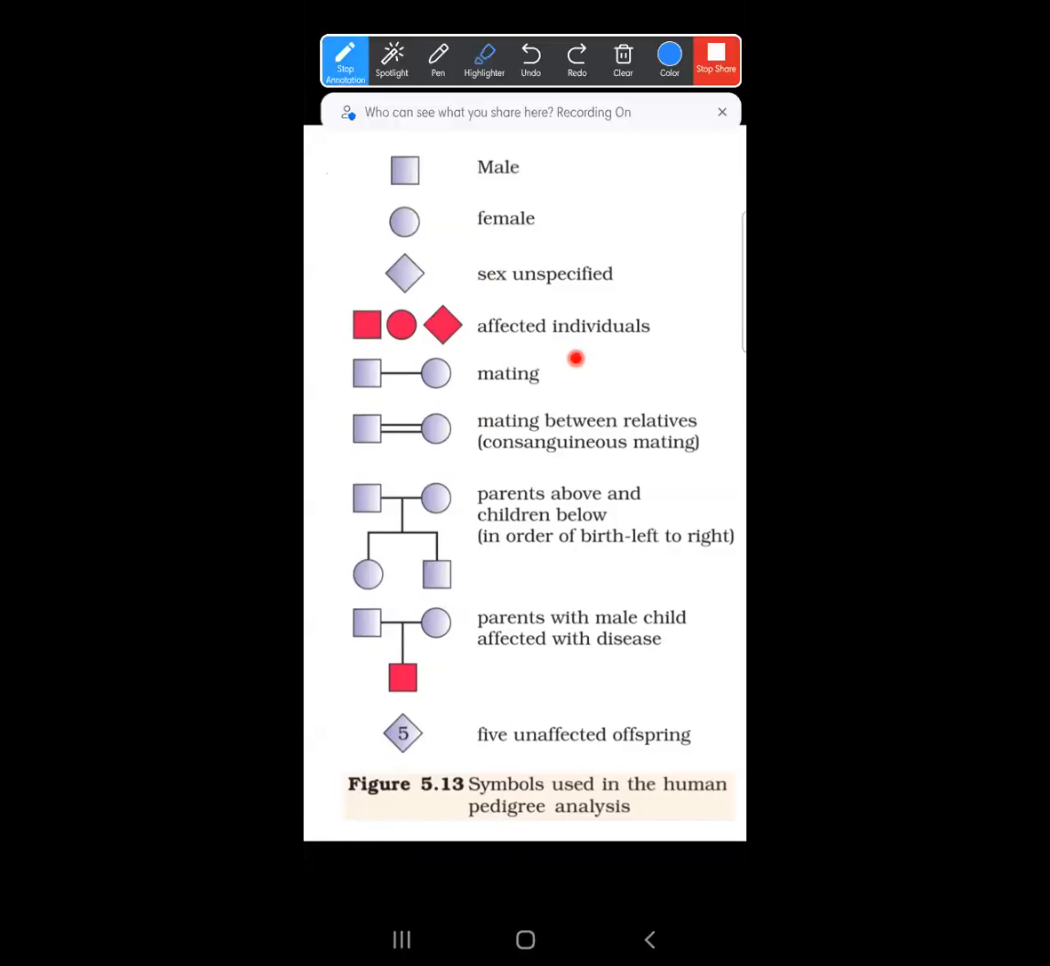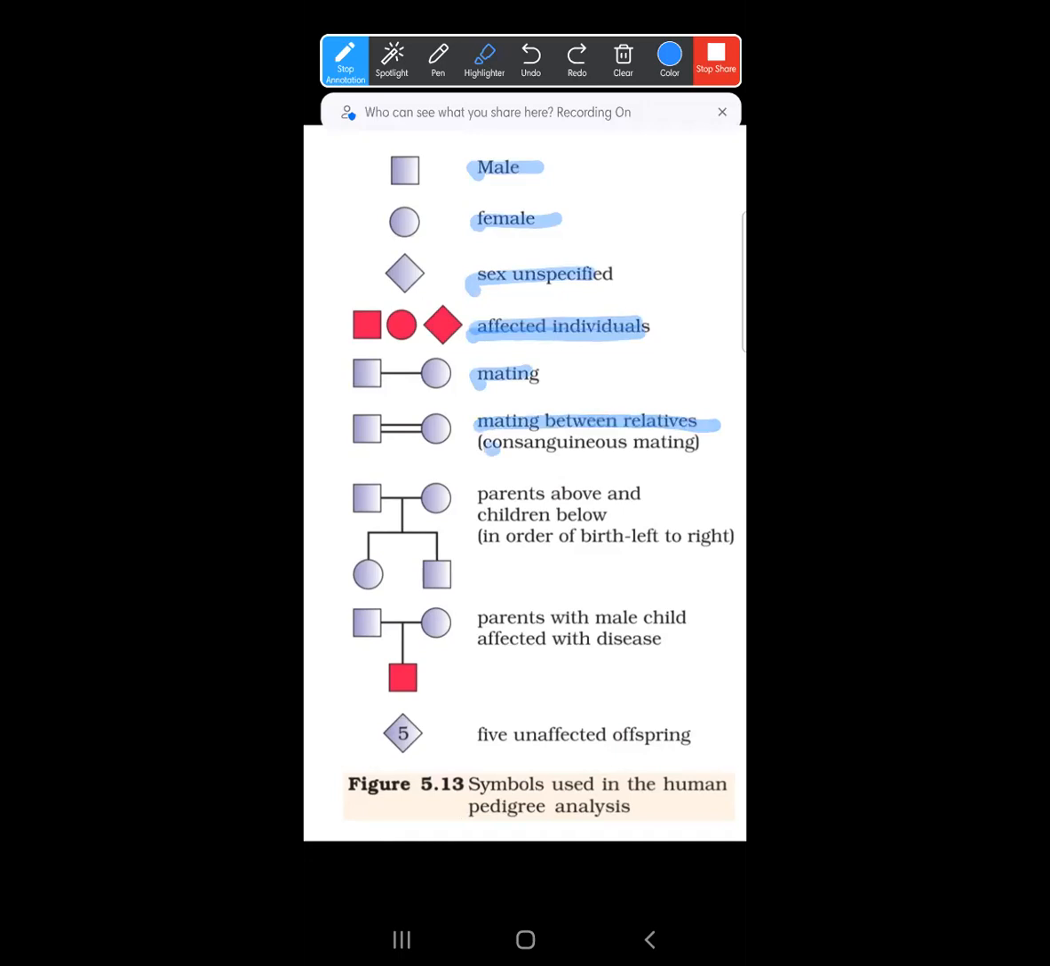So first one is male. For male, we use a box or square. For female, a circle. And if the sex is unspecified, that is, we don't know if it is male or female. These are affected individuals, which are denoted in red color. Mating is represented by a line.